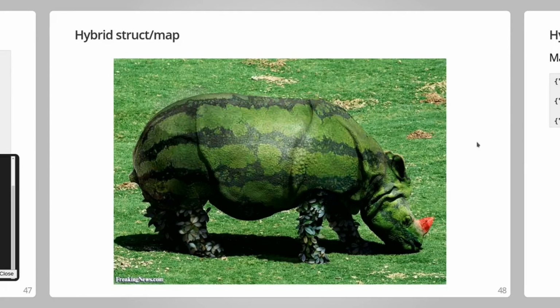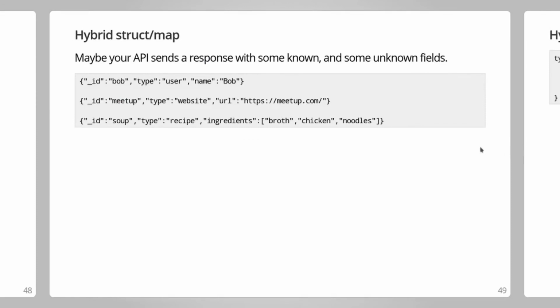Supposing you have a data structure that has some known fields that would map well to a struct, and some unknown fields that would require a map, say of string to string or string to interface. But you don't want to do everything as a map. Let's talk about a way to do a hybrid approach.